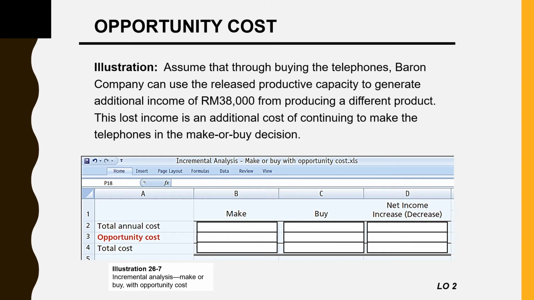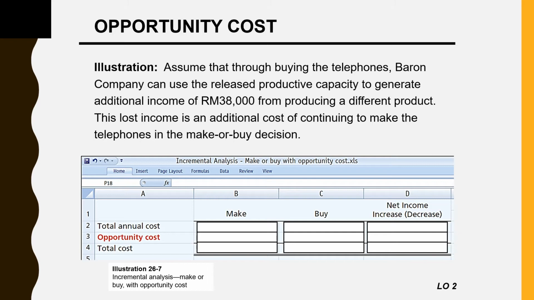Look at the illustration for opportunity cost. Assume that through buying the telephones, Barron's company can use the released productive capacity to generate additional income of 38,000 from producing a different product. This lost income is an additional cost of continuing to make the telephone in the make or buy decision.